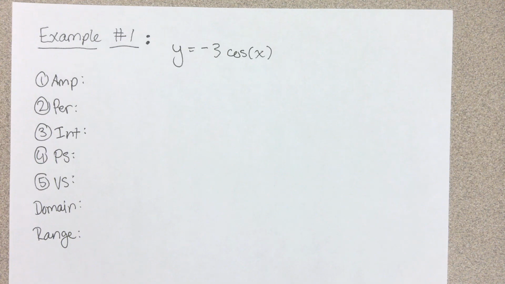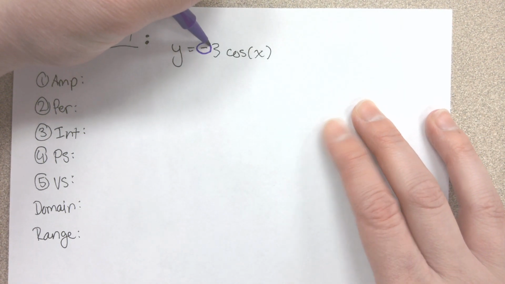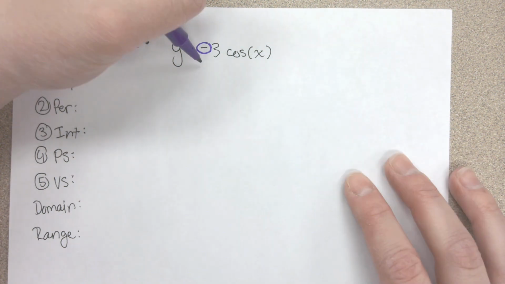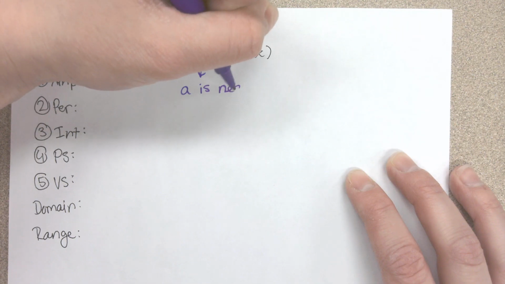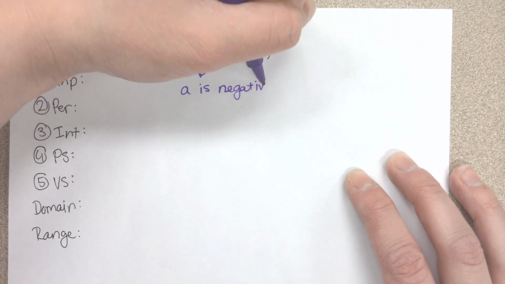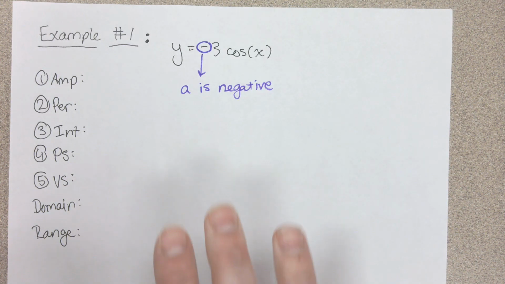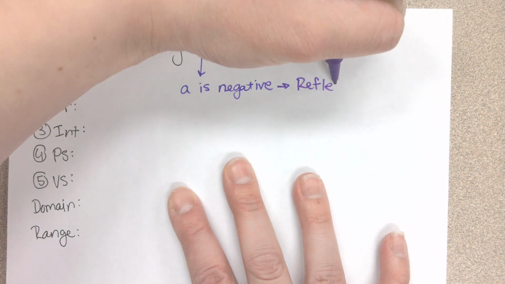What in that equation tells you there's a reflection? Yeah? The negative. Yeah. This is your dead giveaway. You see a negative in front, you have a reflection. A is negative. So that means we have a reflection.